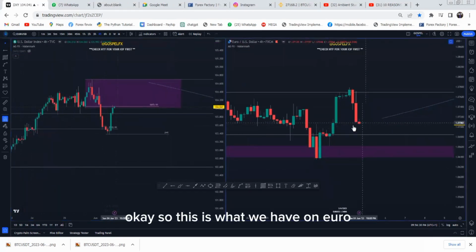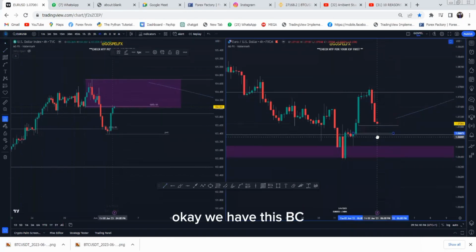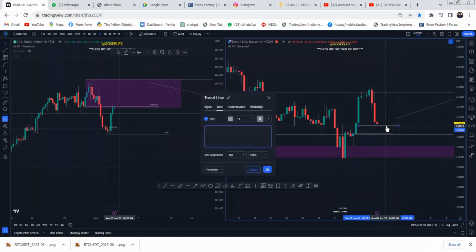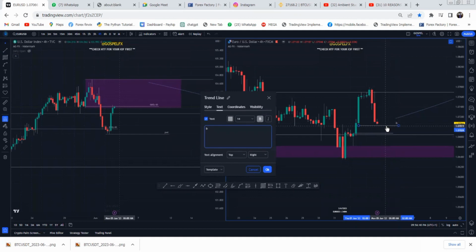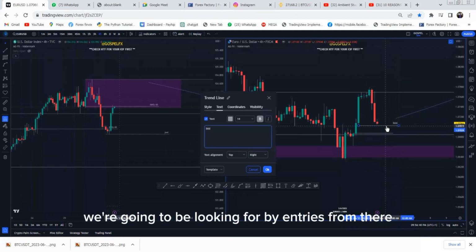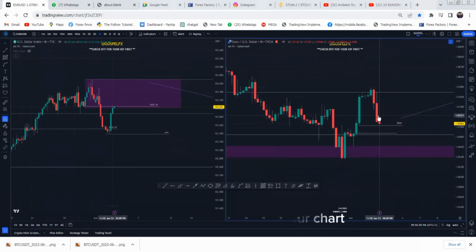Okay, so this is what we have on euro, and then on euro we have this inefficiency, we have this BC. Okay, we have this BC. So should we see price reacting from there, then we're going to be looking for buy entries from there. That's our BC from the 4 hour chart after we had this break of structure here.